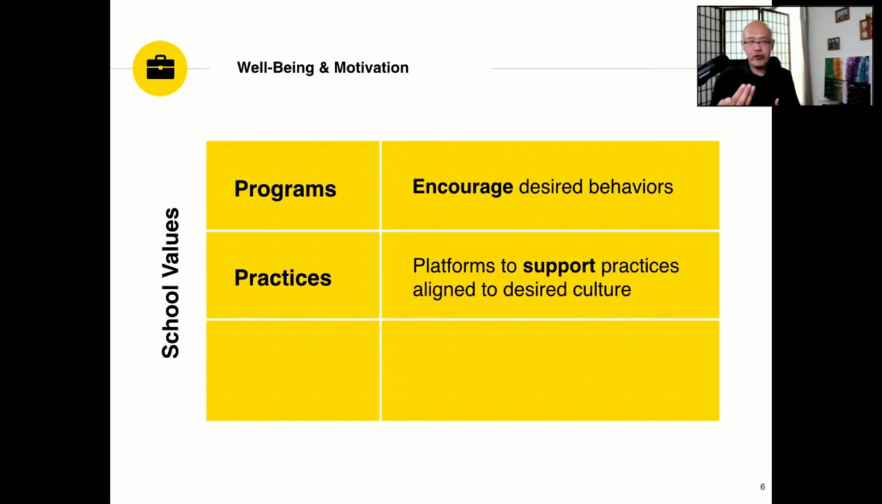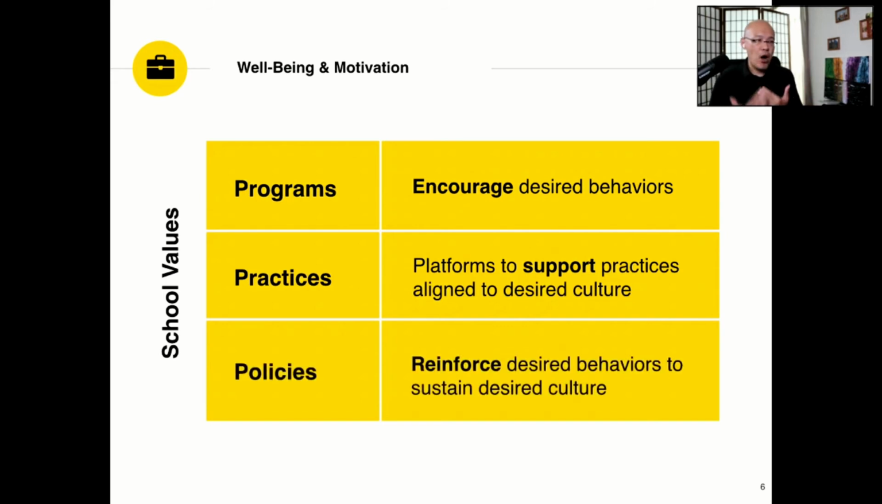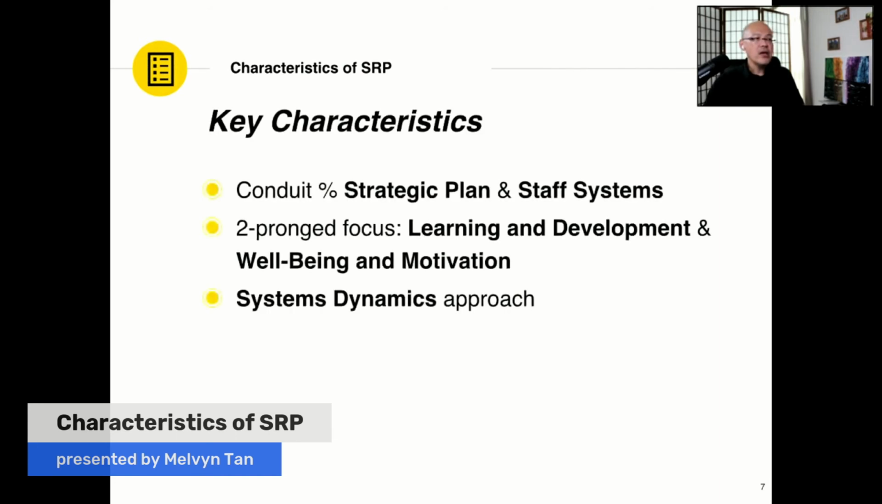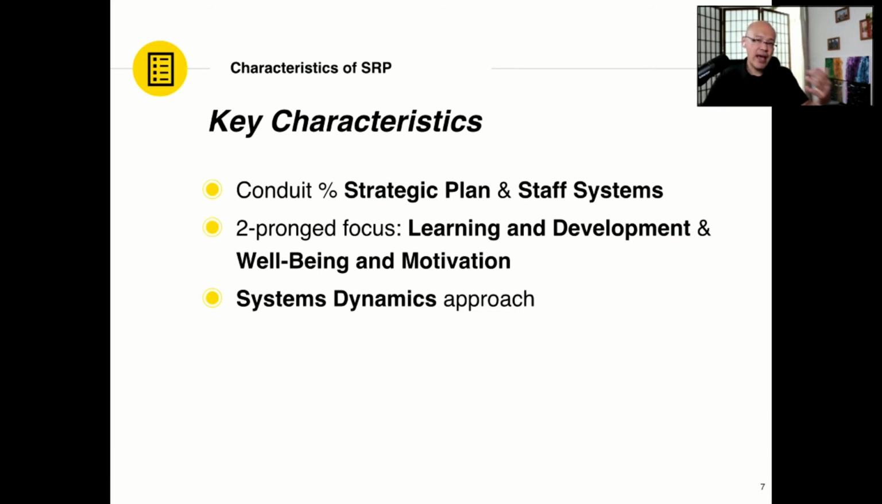For example, if I join your school, and your school has a specific culture, it will be non-negotiable: when I join, I have to embrace it, I have to assimilate myself to that culture. That is where it becomes a policy, and a policy is for the purpose of reinforcing the desired behaviors to sustain the desired culture. Policies could be, for instance, infused into performance management, and it becomes an expected behavior of the person, right? That is the second characteristic of your staff resource plan. The third characteristic is that a good staff resource plan has to take a system dynamics approach.